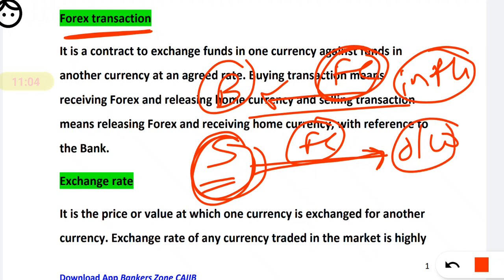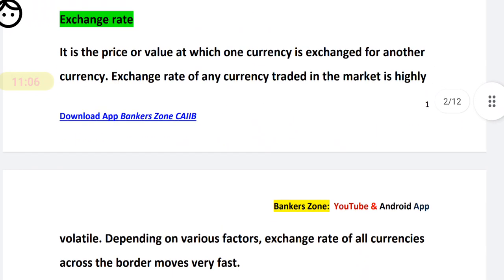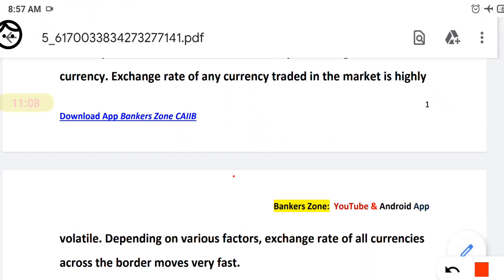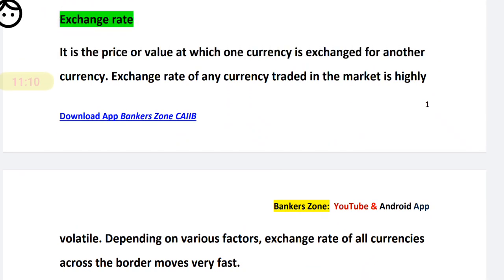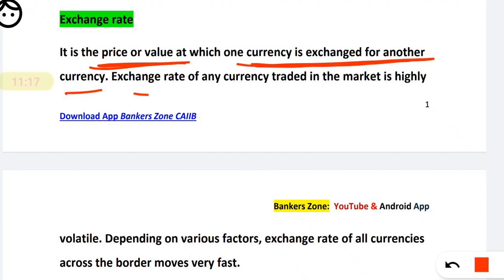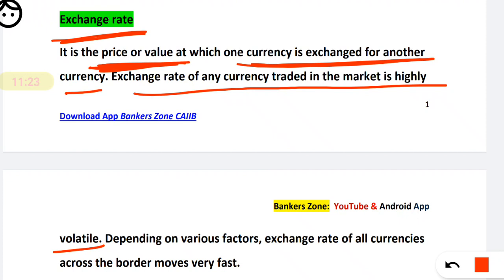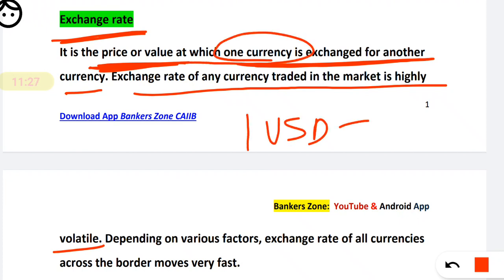Now what is the exchange rate? See, it is the price. It is a price or a value at which one currency is exchanged for another currency. The exchange rate of a currency traded in the market is highly volatile. That means simply, exchange rate means what? It is the price or a value at which one currency, say $1, is exchanged with the Indian rupees, say INR 78.